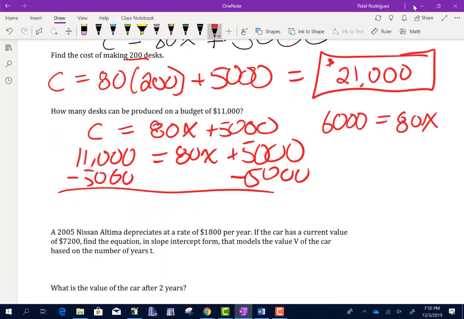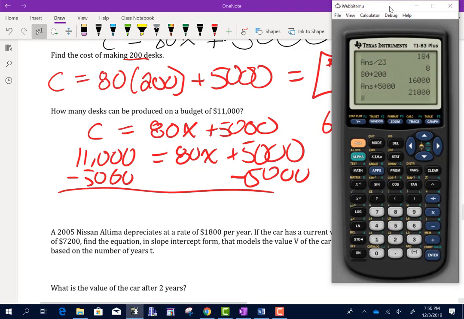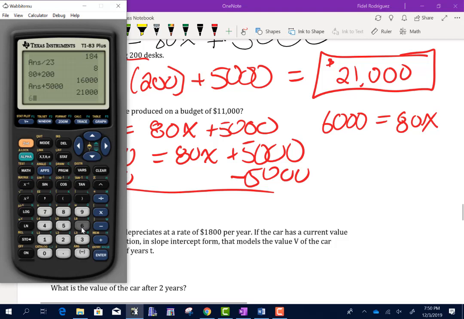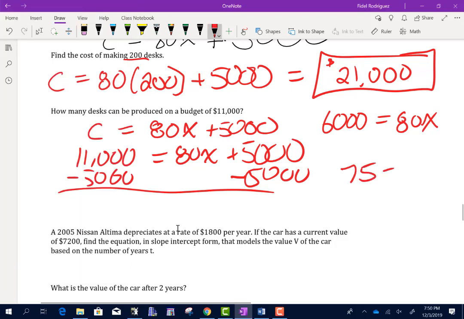And if every desk costs us $80 to make, what are we going to do with those two numbers now? Divide them out, right? So we're going to take $6,000 because that's really what we have to work with, and we're going to divide it by 80. And how many desks can we actually make? 75 desks, right? Boom.